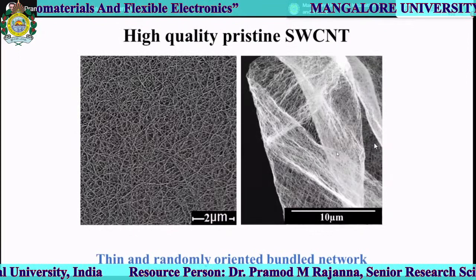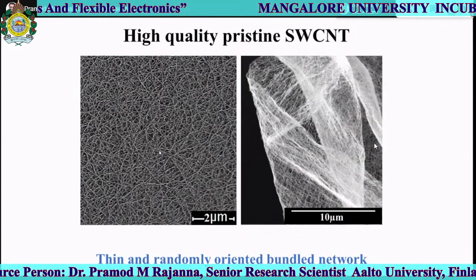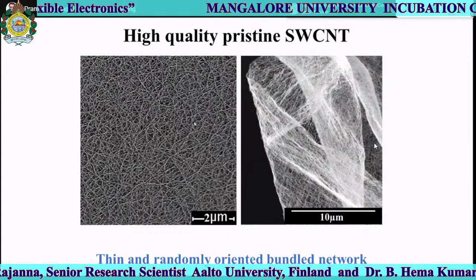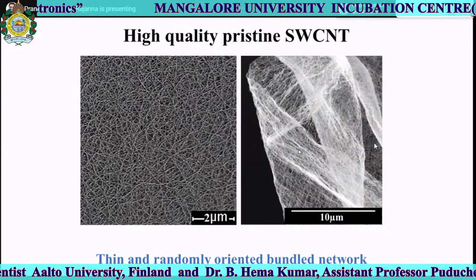On the left hand side, what you see is the surface morphology of the single wall carbon nanotubes, which is very similar to a randomly oriented spaghetti. And if you know what spaghetti is, very similar to a Maggi. If you jumble them, it's like a jumbled network, and each of these is a single wall carbon nanotube, jumbled together in a randomly oriented fashion to form a bundle network. On the right hand side is a freestanding carbon nanotube film, which has a very woolly kind of structure.